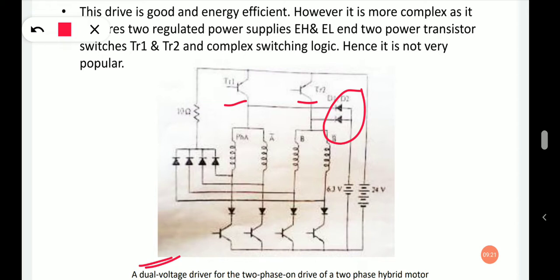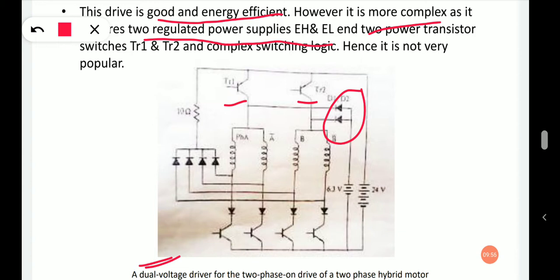In dual voltage scheme, as the stepping rate is increased, the high voltage is turned on for a greater percentage of time. This drive is good and energy efficient. However, it is more complex as it requires two regulated power supplies. Okay, EH and EL.